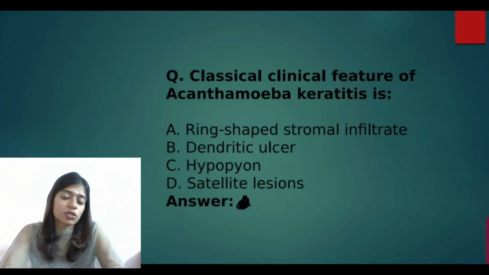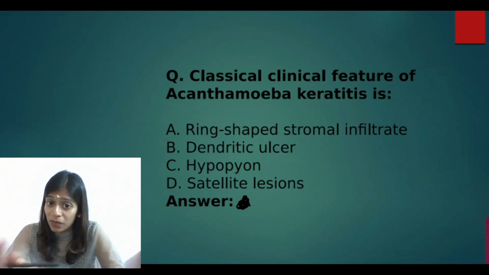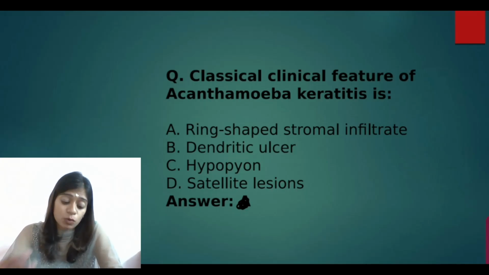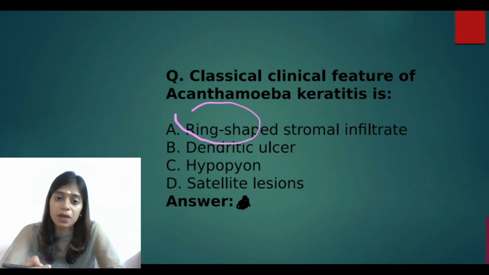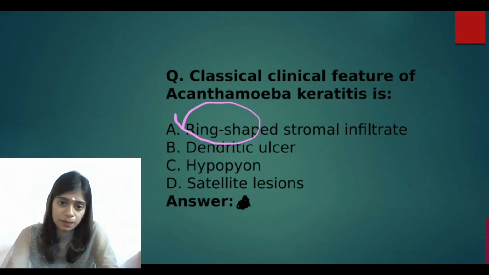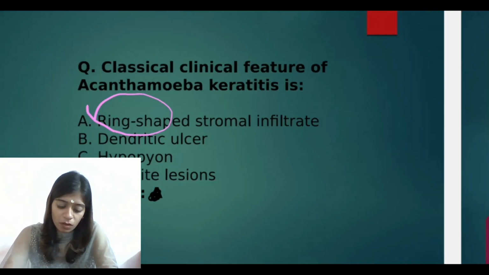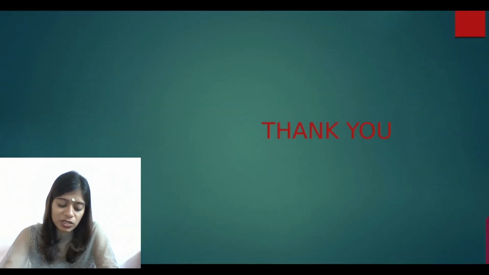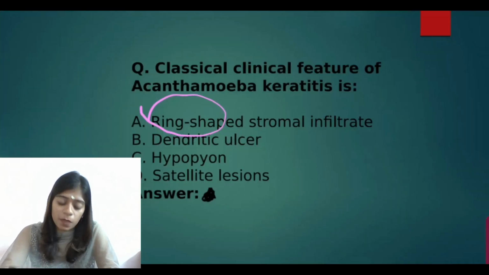The classical clinical feature of acanthamoeba keratitis is, when you say acanthamoeba you should think about a ring shaped ulcer. What is it? Ring shaped ulcer. Don't forget that. Hey, where do you see satellite lesions, guys? Satellite lesions? Yeah, you see that in fungal ulcer.